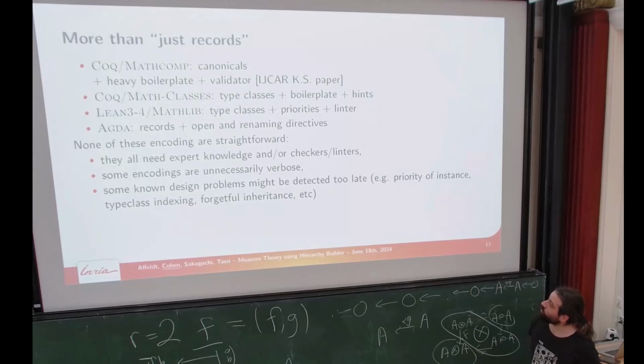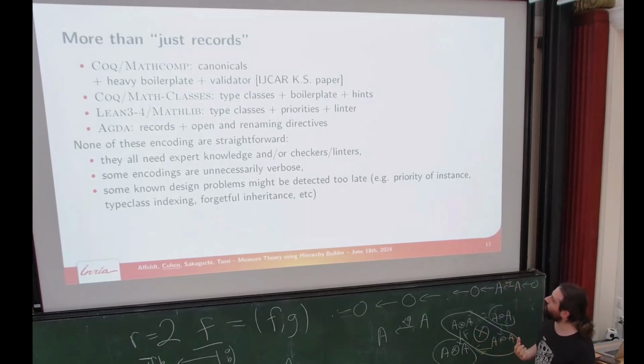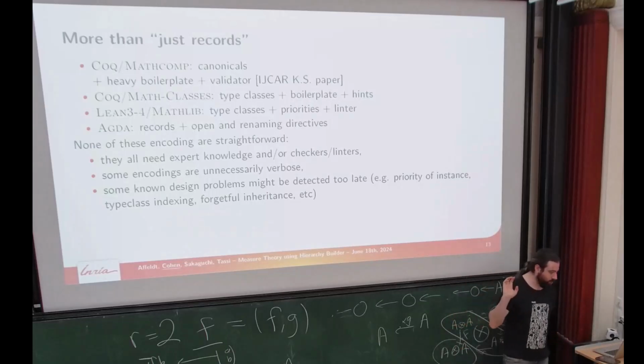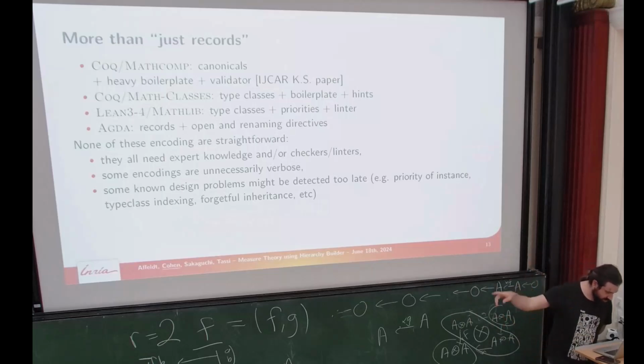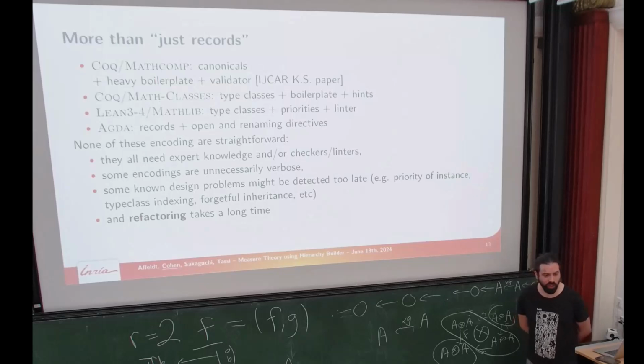And some encodings are unnecessarily verbose, unnecessarily mean for the end user. It looks spurious. And some design problems might be detected too late. I can give more details upon request on that. And refactoring takes a long time. I've heard that there was a refactoring of structures in MathLib these days, or planned, about set-like and fun-like. We're always refactoring this.